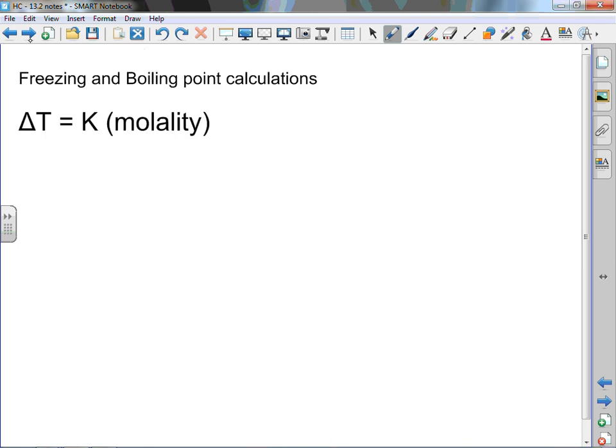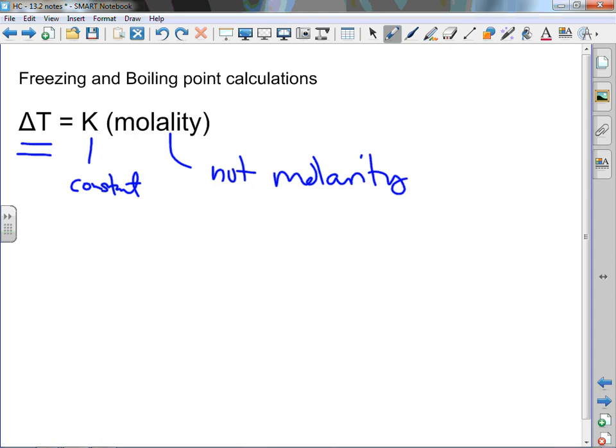Okay, so here's our calculation. We want to find out how much the temperature changes if we're talking about freezing point or boiling point. And it's a simple calculation. It's K, which is a constant, times molality. Again, not molarity, molality. It's the only time we're really going to use molality. This is our calculation for the chapter, and that's it. All right? So that's the generic setup.